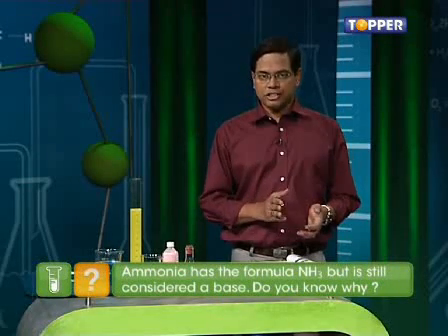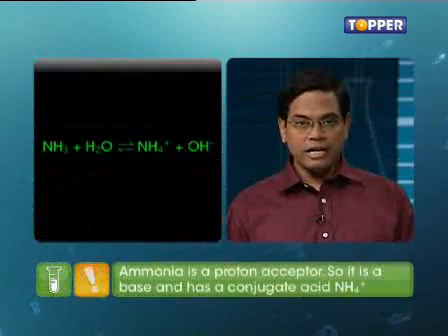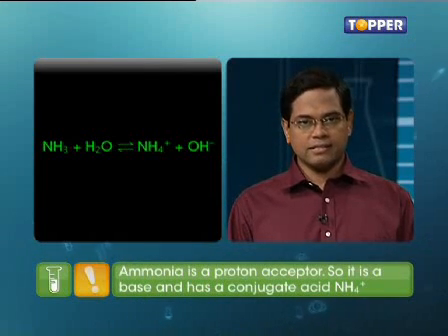Welcome back. So could you find the answer to the question I had asked you before the break? The question was, ammonia has the formula NH3 but is still considered a base. Do you know why? Well, you can thank the scientist duo Bronsted and Lowry, who had an explanation for this as well. Ammonia is a base because it accepts a proton and forms a conjugate acid NH4+.